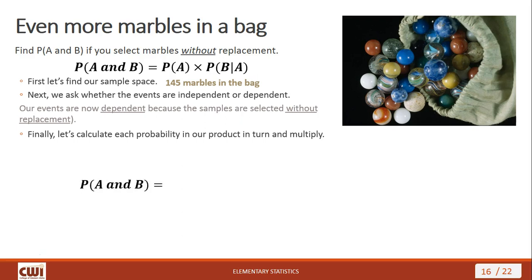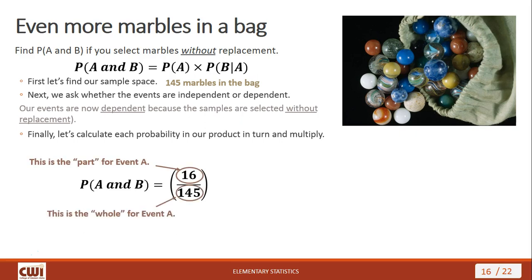So first we have the probability of A and B. It's going to be the probability of A. This is the 16 over 145. And we've seen this before. There's 16 green marbles in the bag over a total of 145 marbles. So we have the part over the whole.